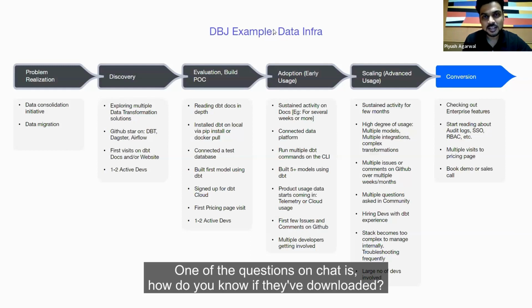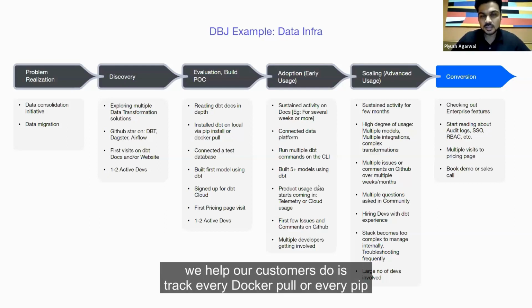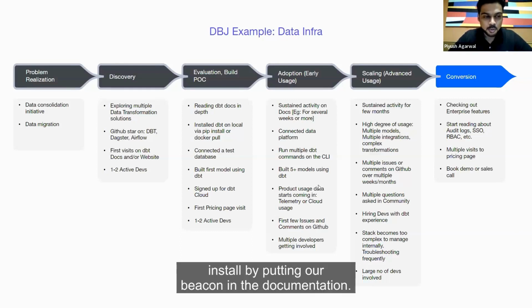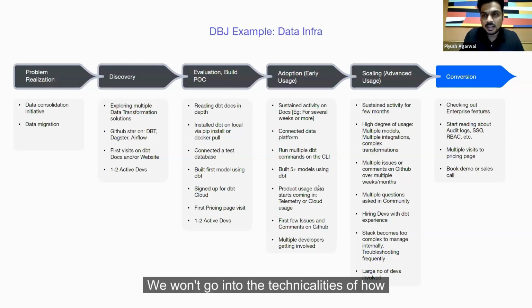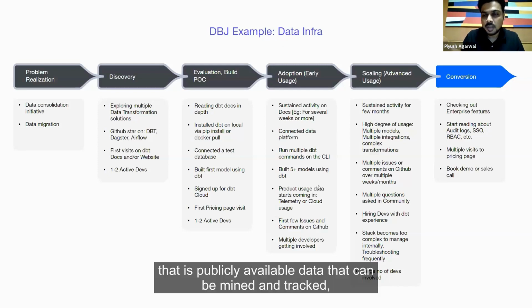One of the questions on chat is how do you know if they've downloaded, right? So it's tricky, but it is doable. Depends on each asset. For example, one of the things that we help our customers do is track every Docker pull or every pip install by putting our beacon in the documentation. And we won't go into the technicalities of how to do it, but just to tell you at a high level, if it's happening on GitHub, that is publicly available data that can be mined and tracked.